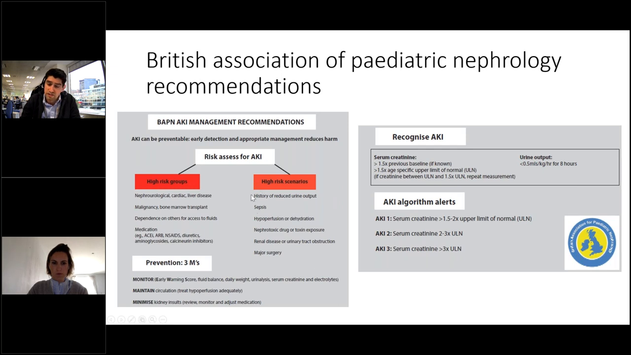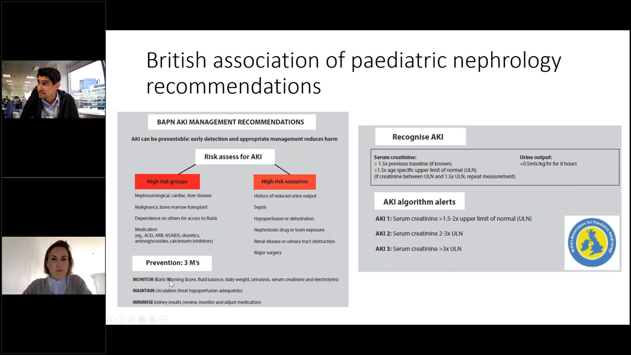Then also thinking about the high-risk scenarios that some patients go through, so those that have sepsis, dehydration, nephrotoxic drug exposure, or are undergoing major surgery. If we can identify these groups at risk of AKI, then if we anticipate it, we can try and prevent it from happening. In terms of prevention and managing these groups, doing regular fluid balances, daily weights, urine analysis, serum creatinines, and electrolytes are important, simple measures that can be done to closely pay attention to your kidney function.